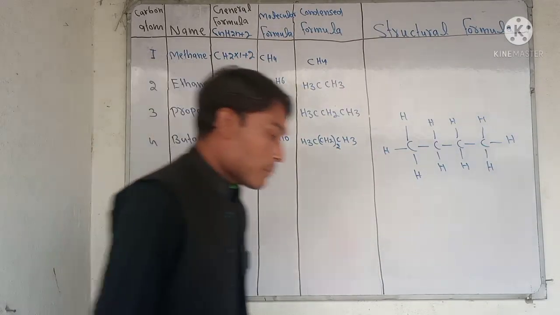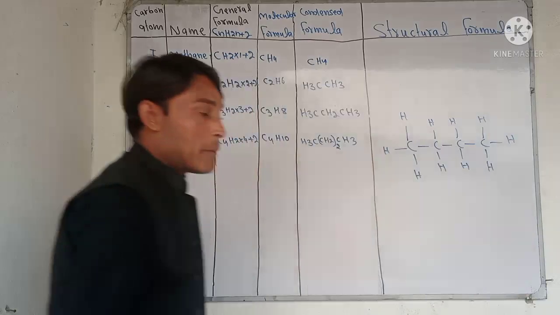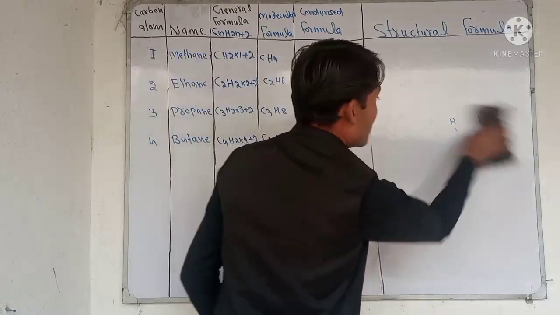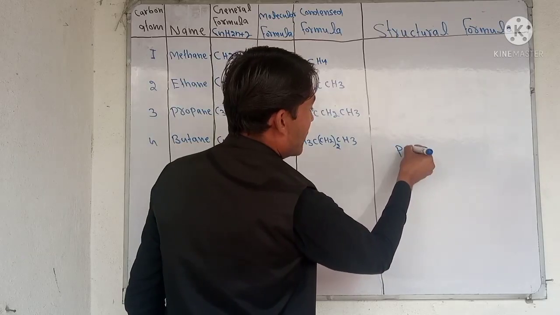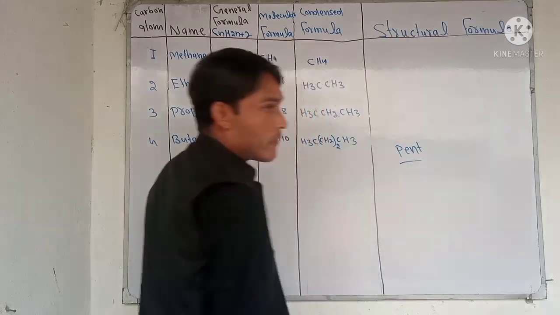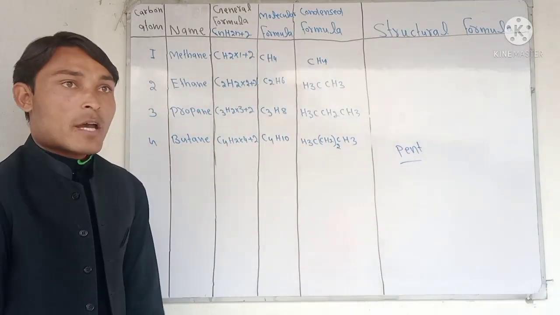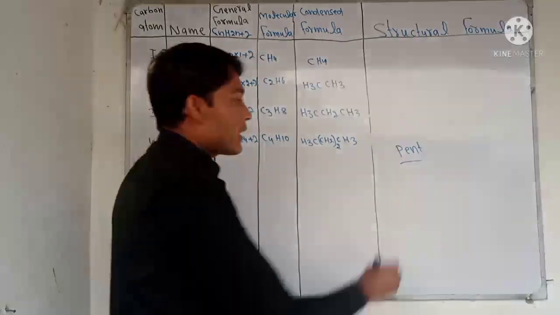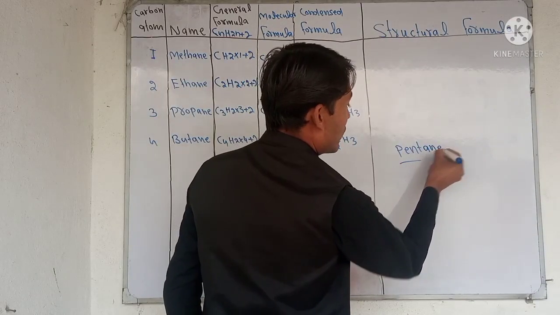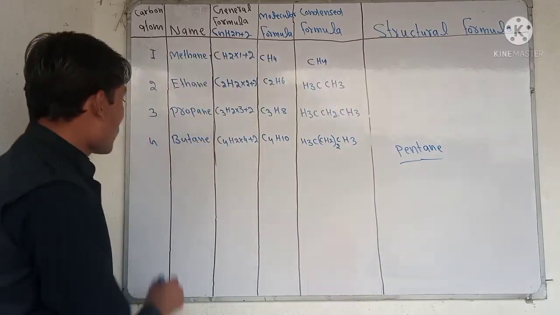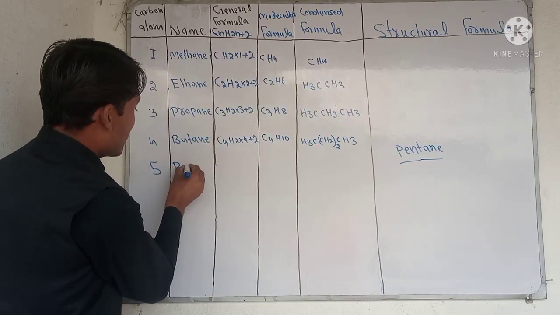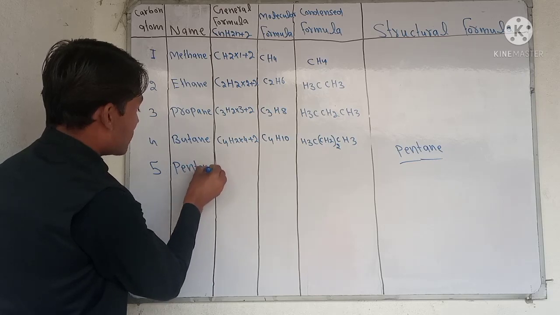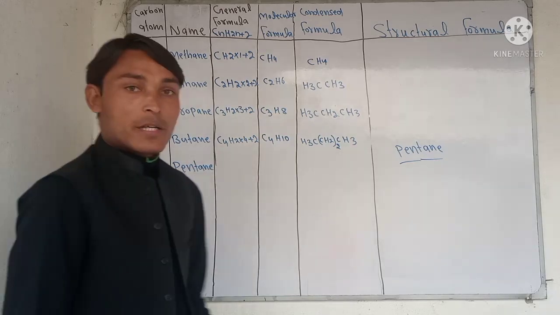Now if we talk about pentane, we have to remember the prefix pent. Pent is the prefix for carbon number 5. At the end we need to add ane, so for carbon number 5 the name is pentane.